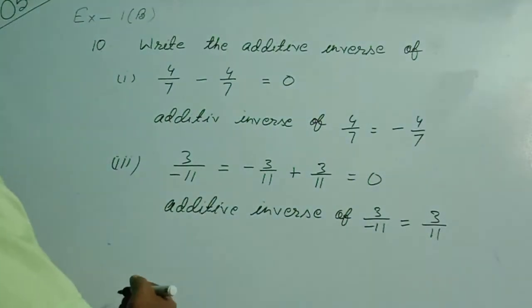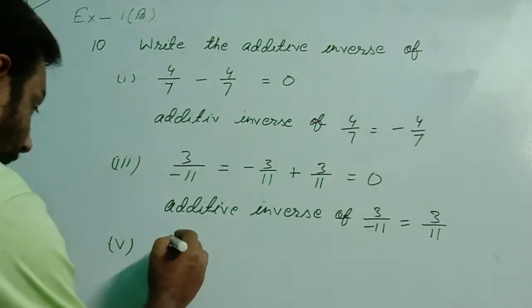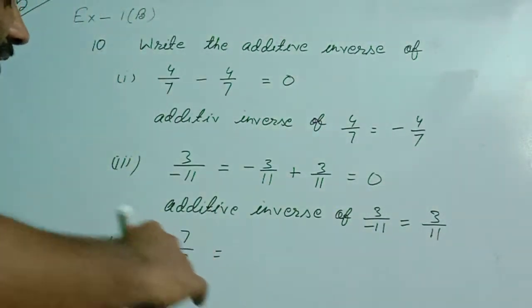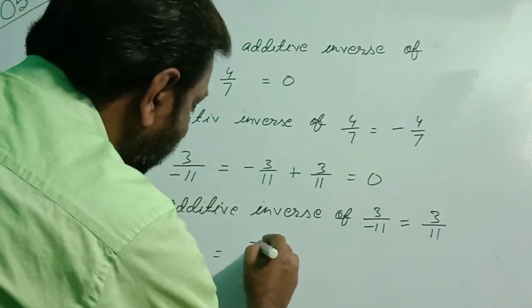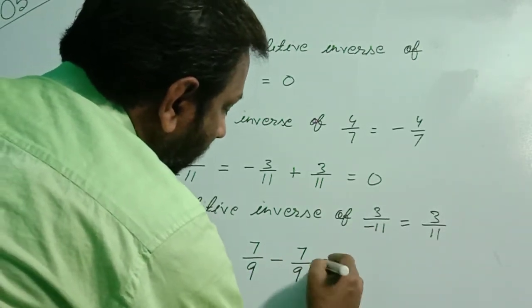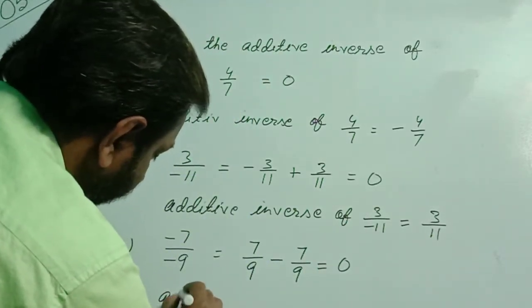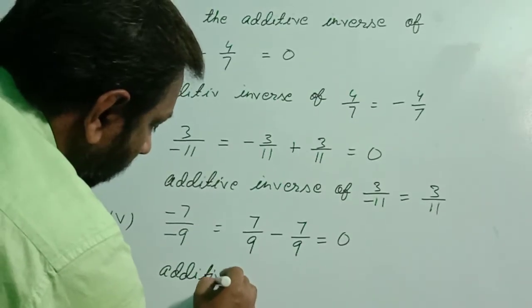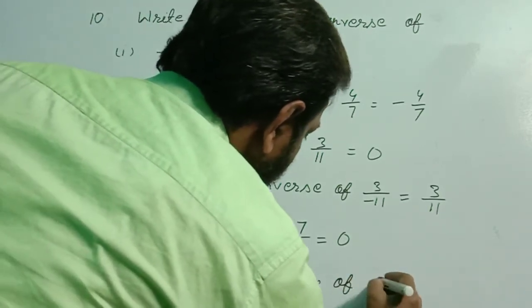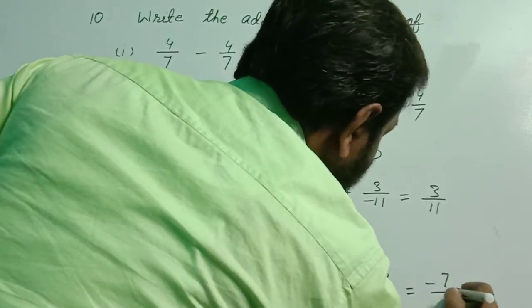And the last question of this, question number 5, that is minus 7 by minus 9. So minus minus cancelled, we can write it simply as 7 by 9. So what will you subtract to make it 0? Minus 7 by 9, then it will give you 0. So additive inverse of minus 7 by minus 9 is equal to minus 7 by 9.